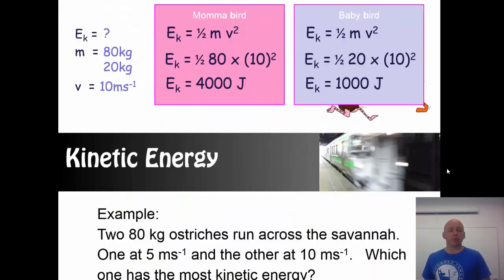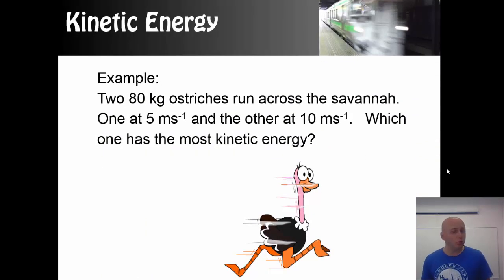Let's look at another example. Again, ostriches. We've got two 80 kilogram ostriches, so now the ostriches are the same mass, and they're running across the savannah. One has a speed of 5 meters per second, and the other has a speed of 10 meters per second. The question is, which one has the greater kinetic energy?